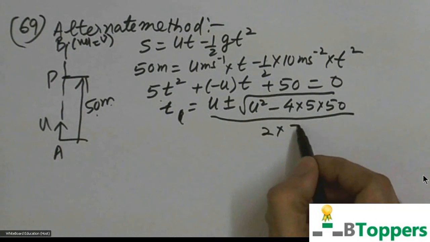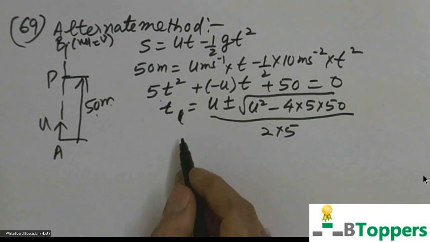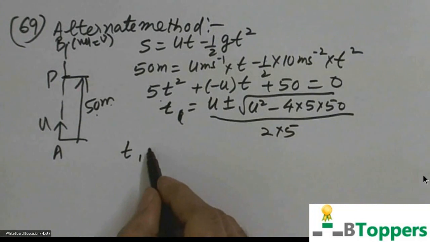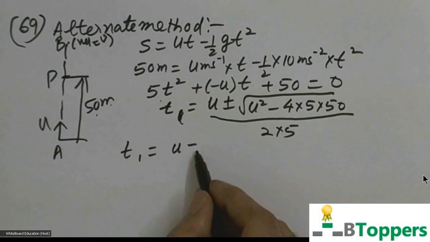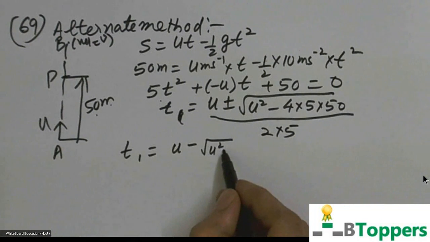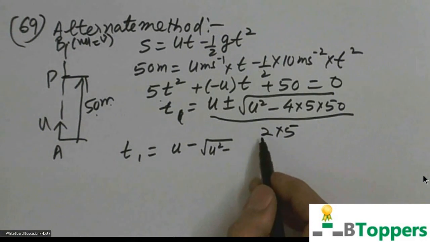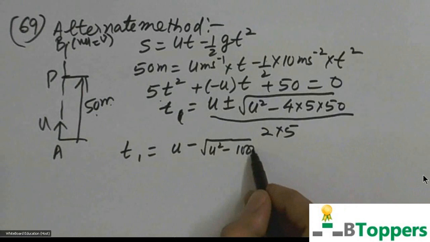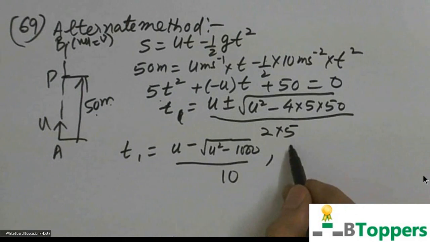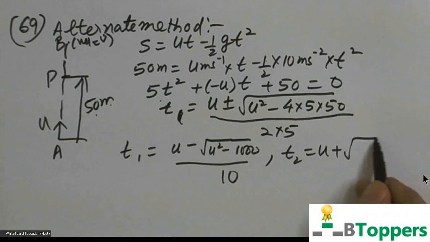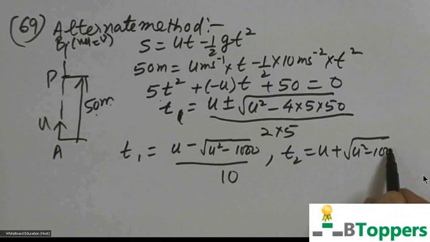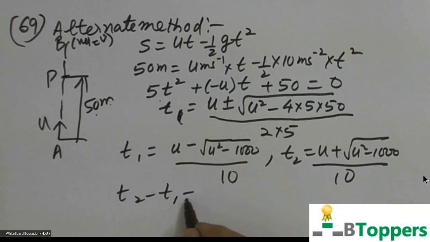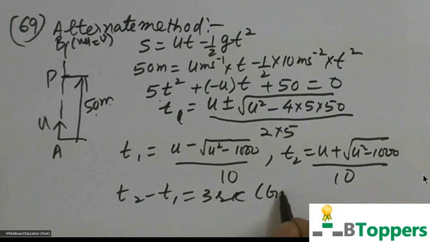T1 is the smaller value of t, and the larger value of t gives you T2. So the smaller value of t is T1 equal to u minus root of u² minus 1000, by 10. T2 you can write as u plus root of u² minus 1000, by 10. You are given that T2 minus T1 is 3 seconds. That is given in the problem.